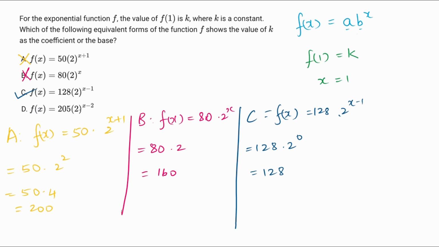But let's try option D as well to just confirm the right answer. So finally, we have option D, which is given by f of x is equal to 205 times 2 to the power x minus 2. So which is given by 205 times 2 to the power negative 1, which is nothing but 205 divided by 2. Obviously, this value, if I write it in terms of decimal, is not going to be present in the coefficient or in the base. Therefore, option D is also wrong.